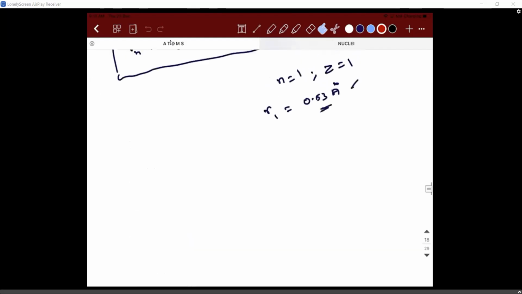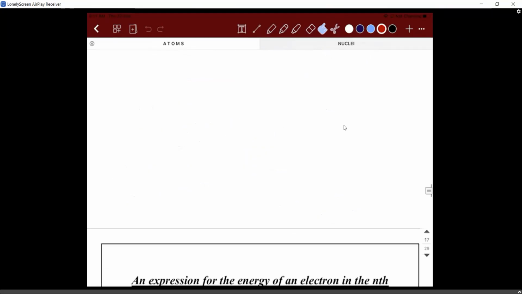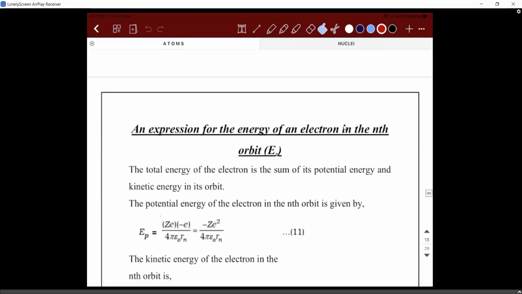So yesterday, what was the last topic we discussed? We discussed the radius of a particular orbit. Today we'll be discussing the energy of an electron in a particular orbit. We know that electrons are going to be in different orbits. So in whichever orbit the electron is confined to, we'll be finding the expression for the energy of the electron in that particular orbit.